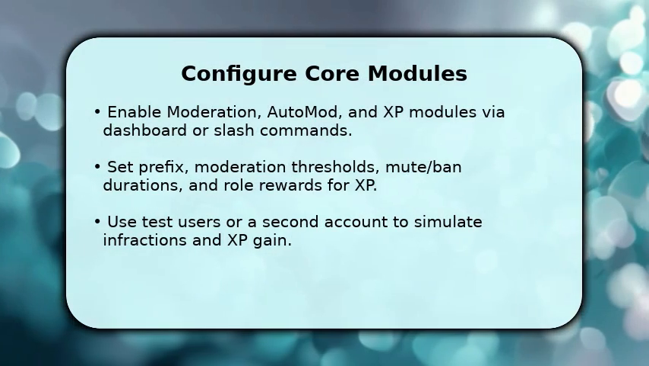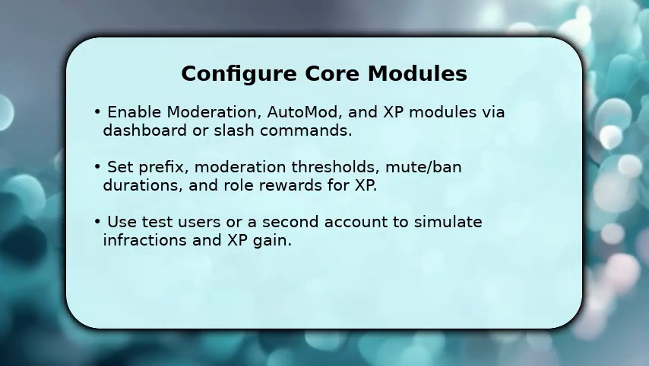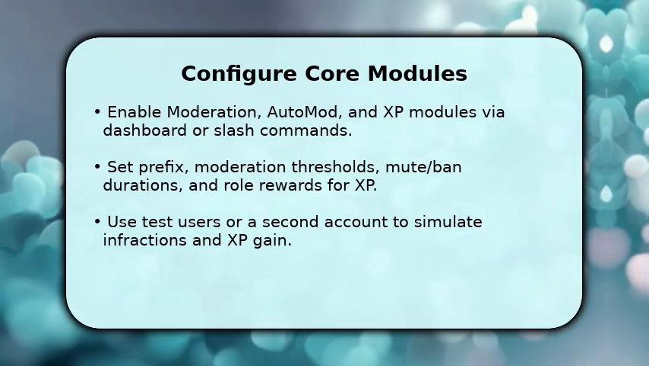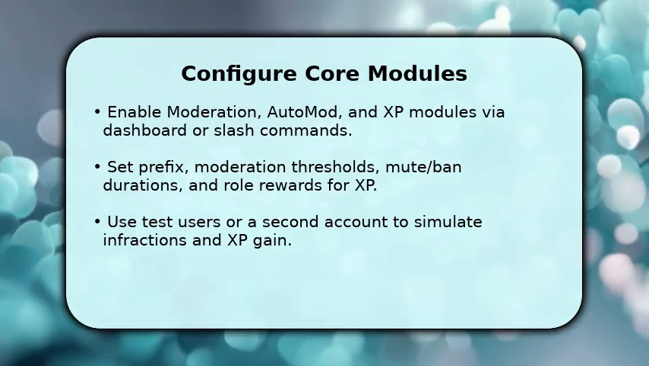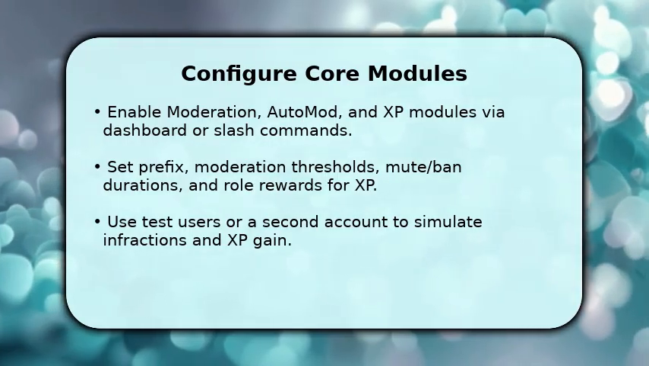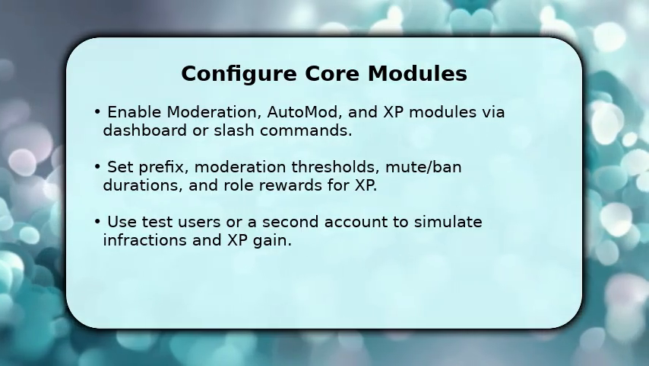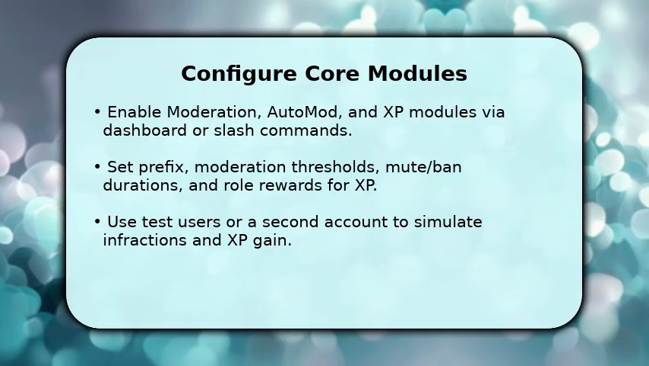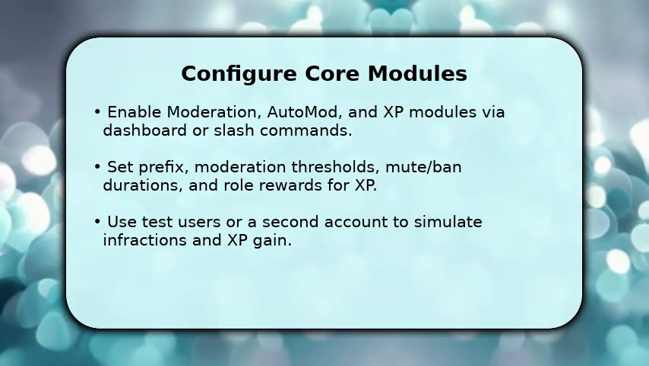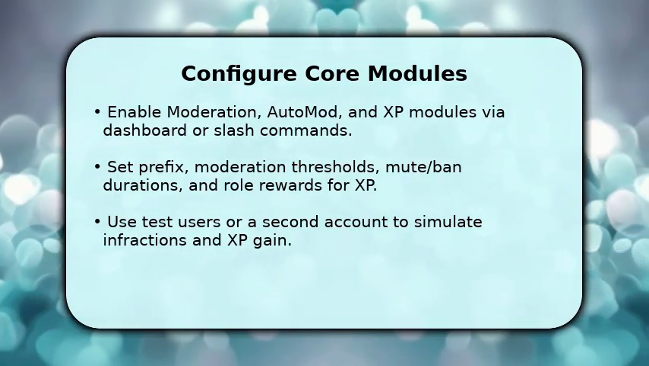Now you configure the core modules: moderation, AutoMod, and XP. Log into the Greenbot dashboard or use /commands. Set a prefix you want and choose moderation thresholds for warns, mute, and auto-ban. Assign mute and ban durations in minutes or days, and link role rewards to XP milestones. Once configured, test using a second account or test users to simulate spam, profanity, or leveling to ensure punishments and rewards trigger as expected, so you don't break real member experience.